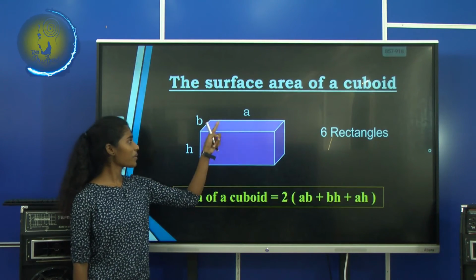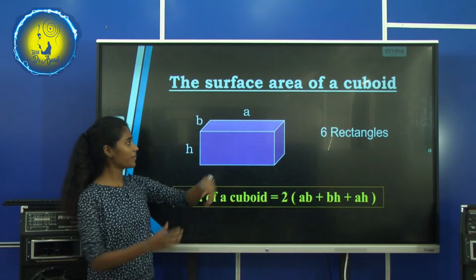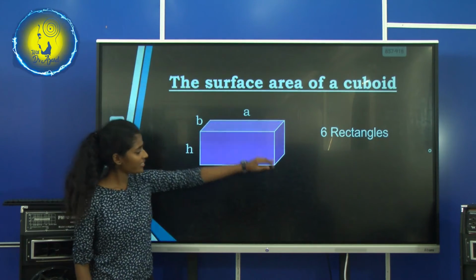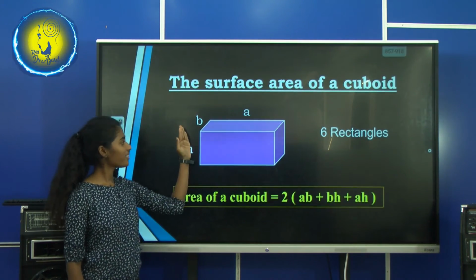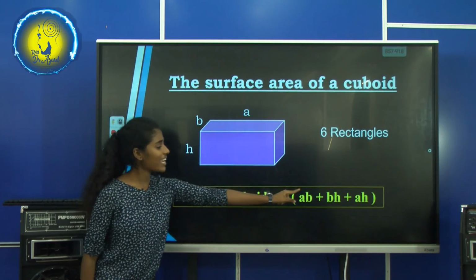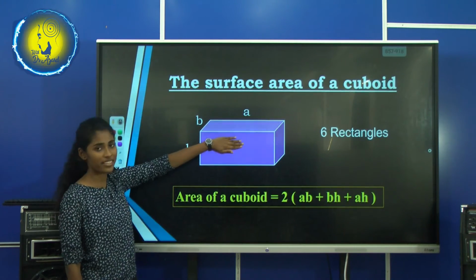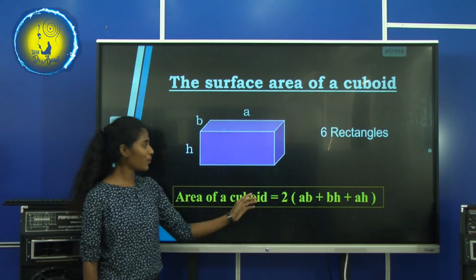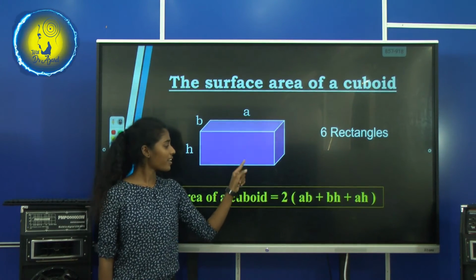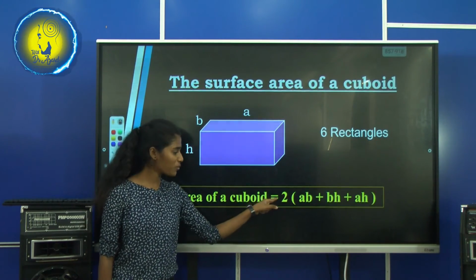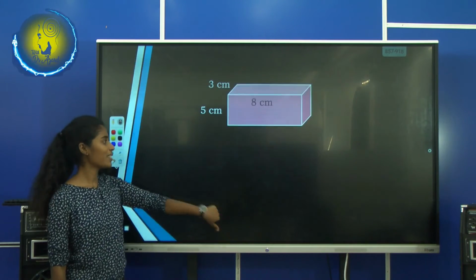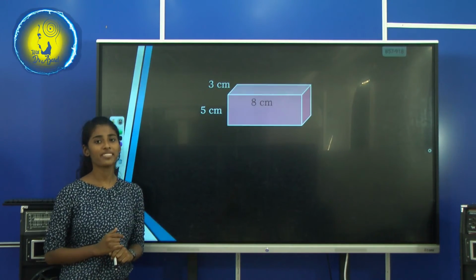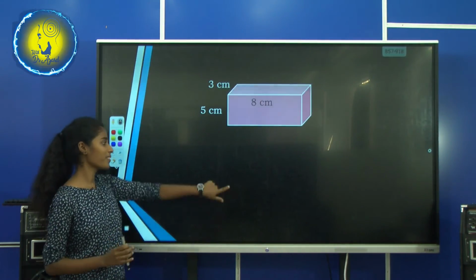AB. What is the AB rectangle? This rectangle. And the BH rectangle, this rectangle. And the AH rectangle, the front rectangle. So, since there are 6 rectangles, you have to multiply the answer by 2. This is the formula.